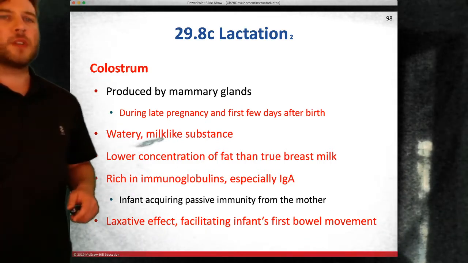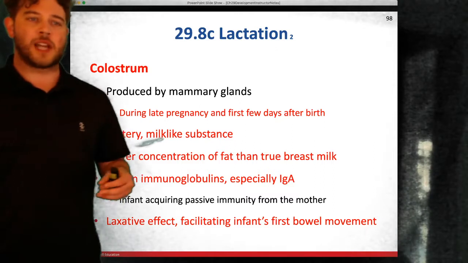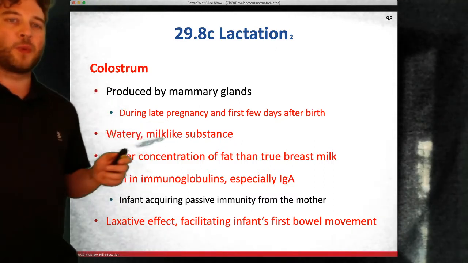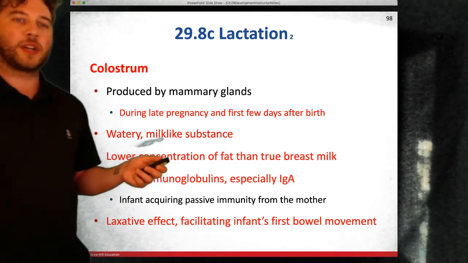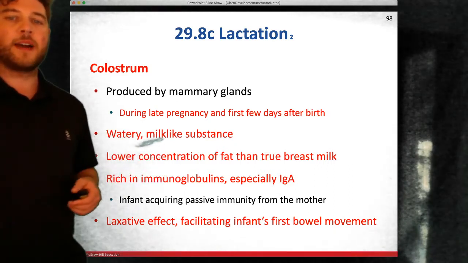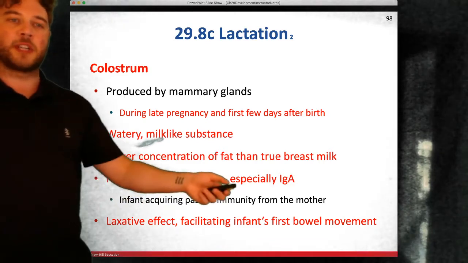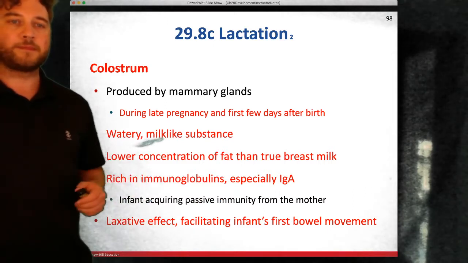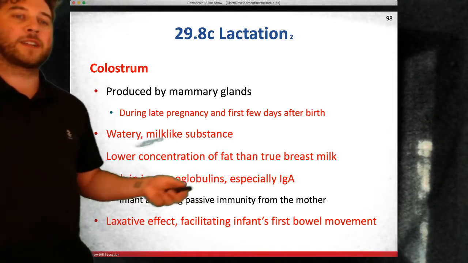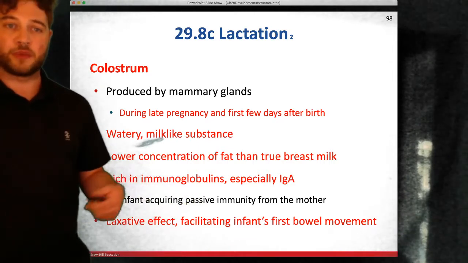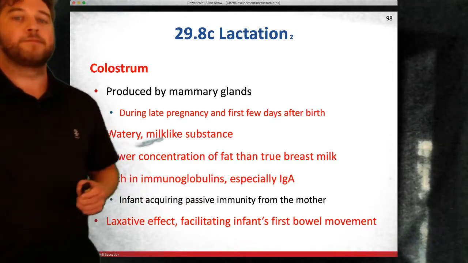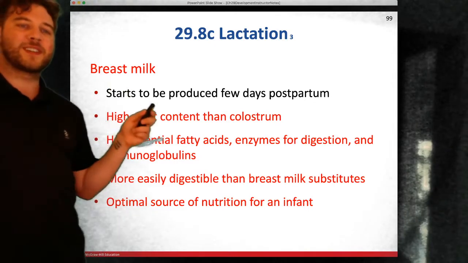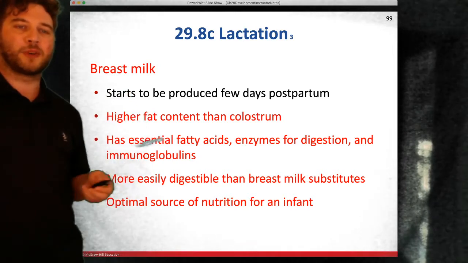All right, so the first fluid produced is not milk, it is colostrum. During late pregnancy and the first few days after birth, it is a watery milk-like substance. It has a lower concentration of fat than true breast milk will have, but it's really rich in immunoglobulins, particularly IgA, allowing for quick passive immunity from the mother. It also causes a laxative effect, facilitating the infant's first bowel movement, which is probably needed and colorful, we'll just say. Breast milk starts to be produced for the first few days postpartum.